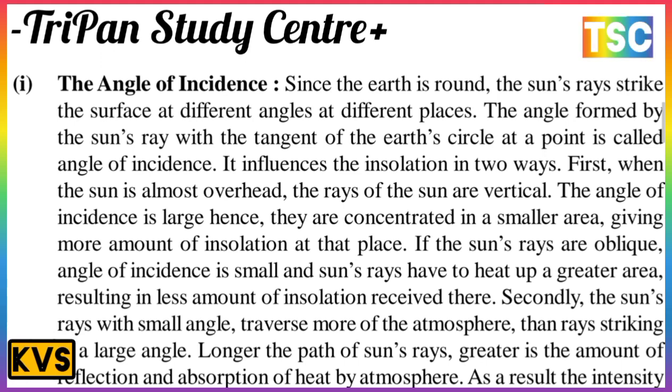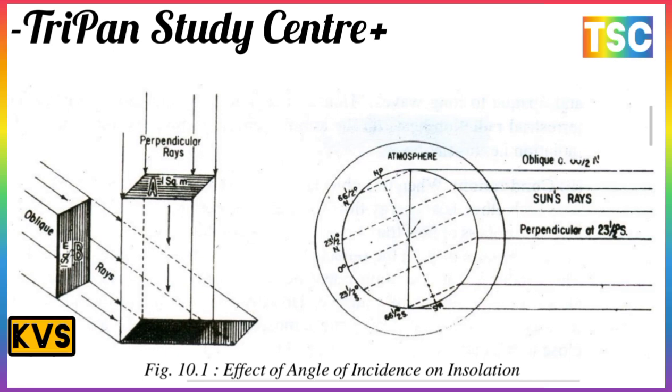Secondly, the sun's rays with a small angle traverse more of the atmosphere than rays striking at a large angle. The longer the path of the sun's rays, the greater is the amount of deflection and absorption of heat by the atmosphere. That is the most important point here. As a result, the intensity of insolation at a place is less.